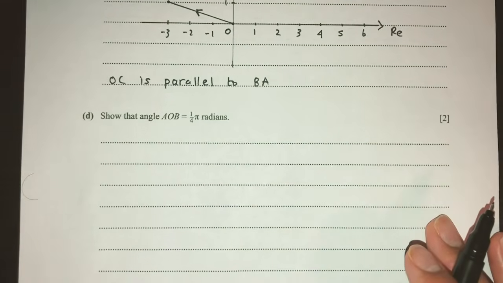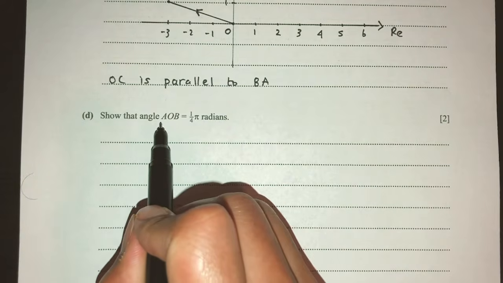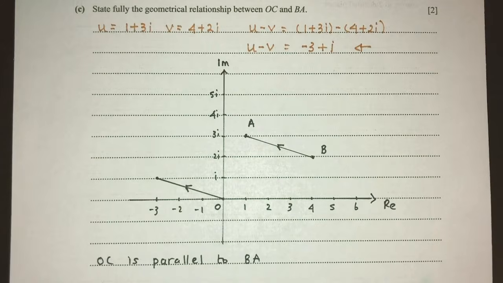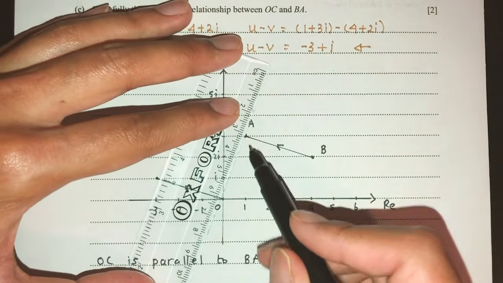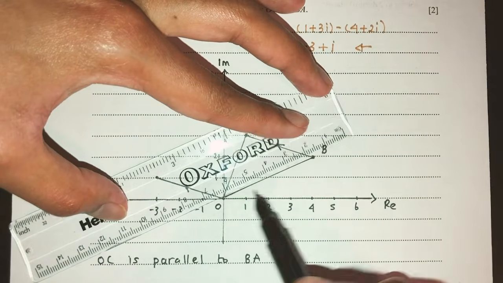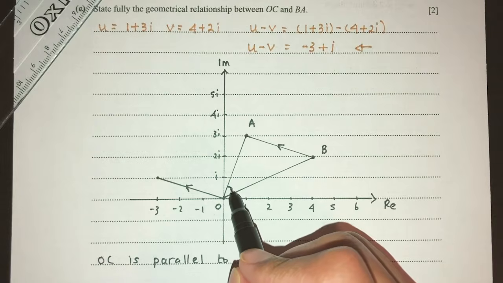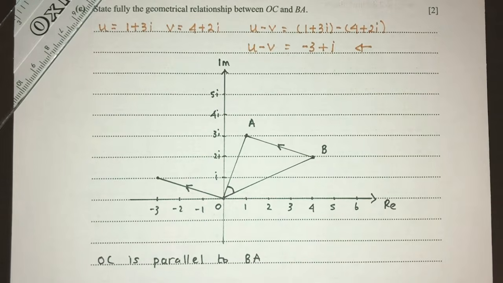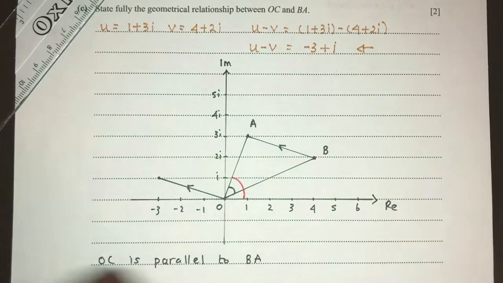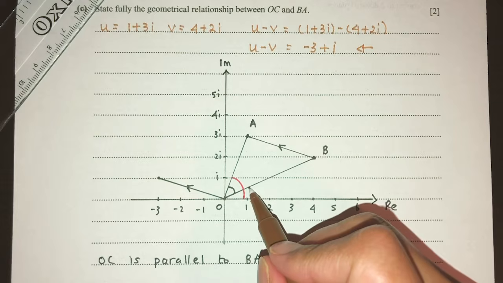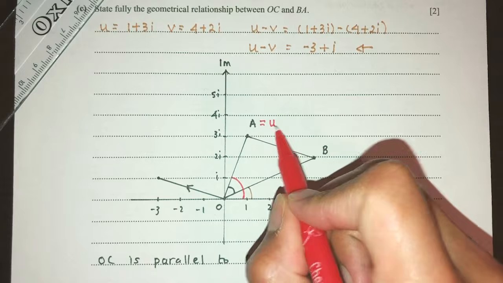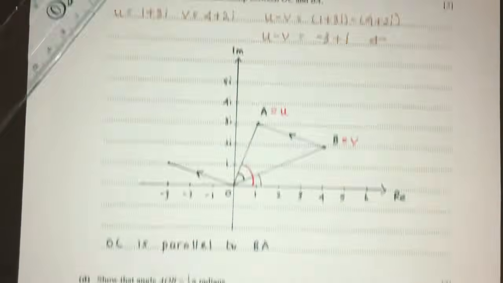Now let's move on to part D. We have to show that angle AOB is equal to this value. So where's angle AOB? Let's find out. You will have A here, go into O, and we have to go to B. So we have to find this angle. Now you observe, how can you find this angle? You can first find the argument of A, and then minus the argument of B to find this angle. You guys know already A is actually u, and B is actually v. So let's write this down.